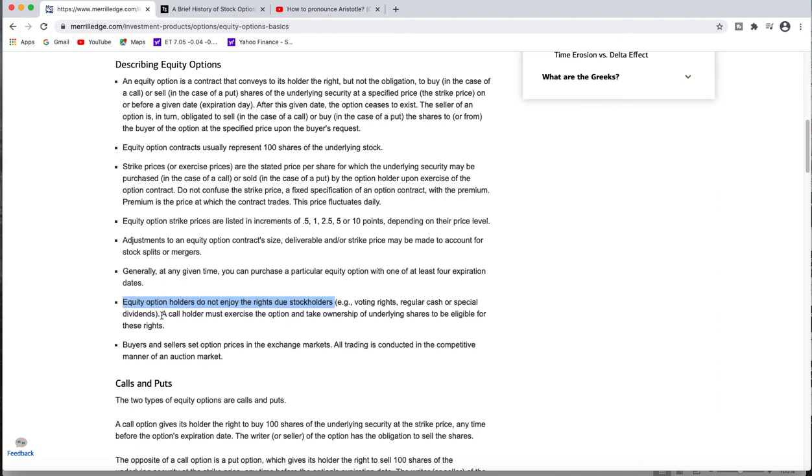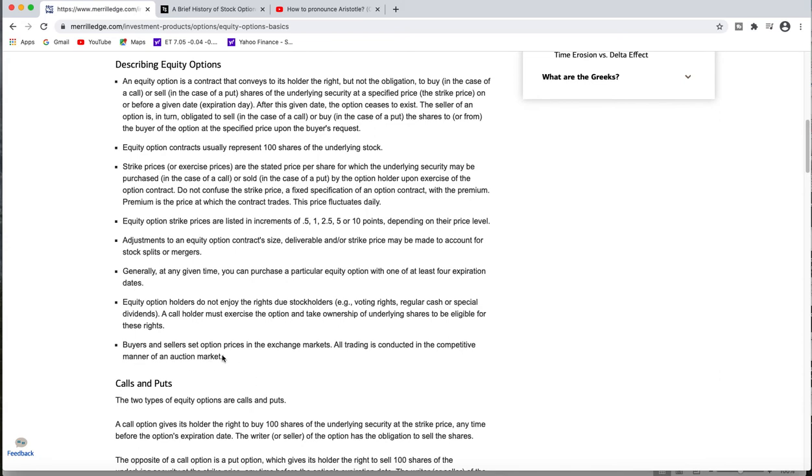Just like Rocket's coming up, we got a special dividend. If you got an option, but you don't own the stock, guess what? You're not getting the dividend. A call holder must exercise the option and take ownership of underlying shares to be eligible for these rights. So if you bought a call, you would have to exercise that call from that person that sold that option in order to get the dividends. We won't have to worry about that because we don't buy calls. We only sell calls. So we're the ones that people might be exercising the shares from.